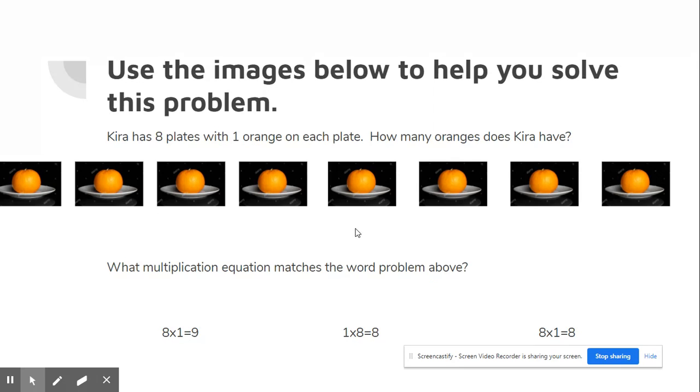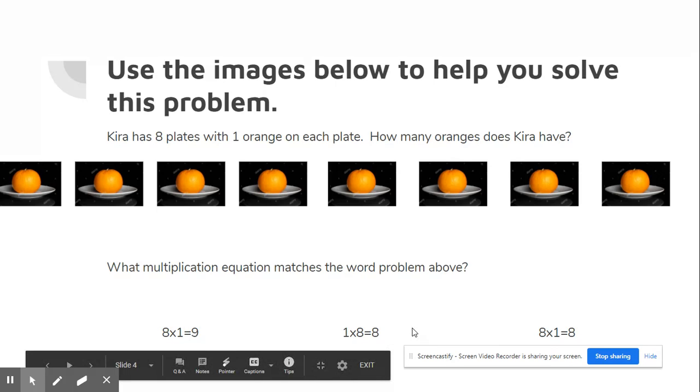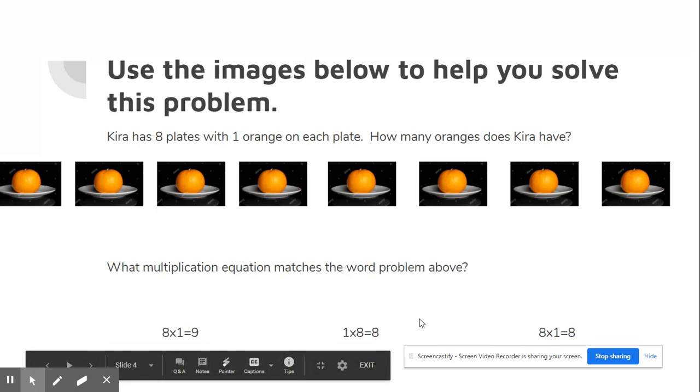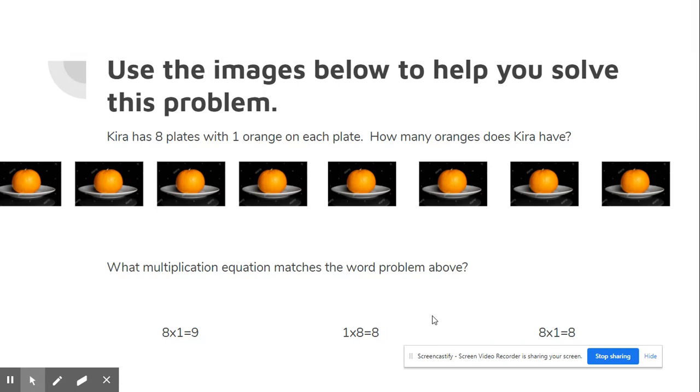And then once you have figured out your answer, you're going to come down here and decide what multiplication equation matches that word problem above. I'm going to read it again to you. Kira has 8 plates with 1 orange on each plate. How many oranges does Kira have? I'll give you about 30 seconds to answer the question and to circle or to think about the multiplication equation.